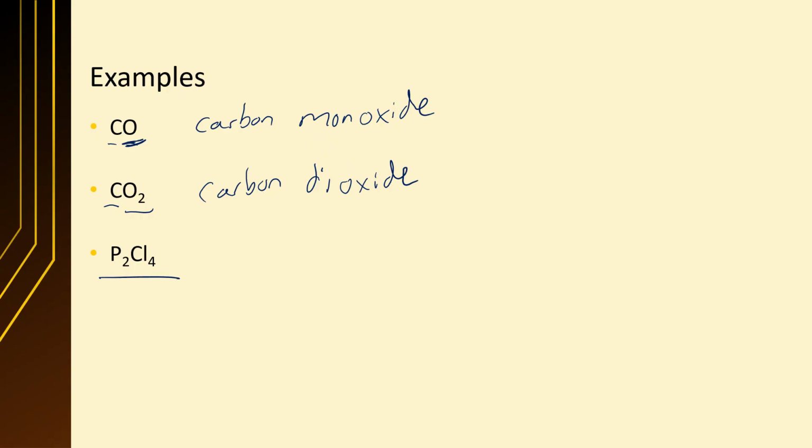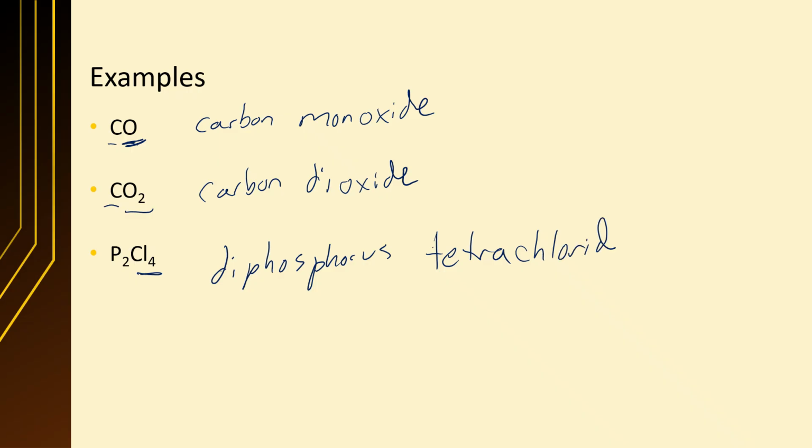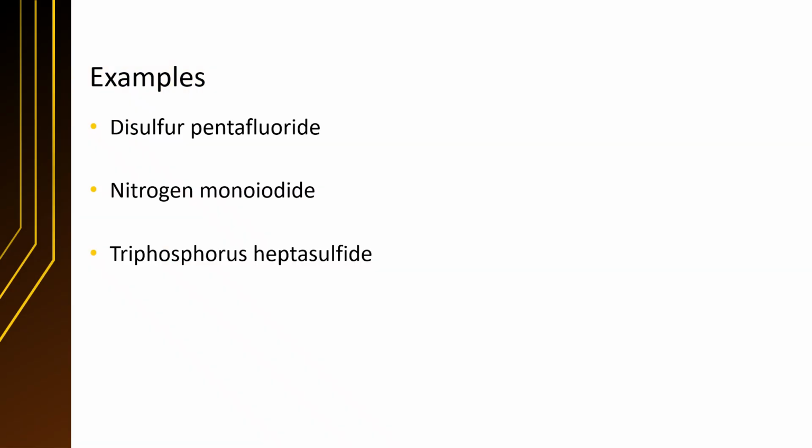Now in this third example, my first element is phosphorus, but I've got two of them. Well, I have to indicate two. So diphosphorus. And then the second element is chlorine, and there's four of them. The prefix for four is tetra. And then instead of chlorine, we change the ending to chloride. Diphosphorus tetrachloride.